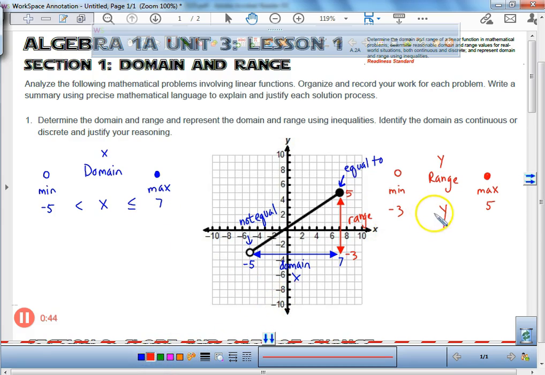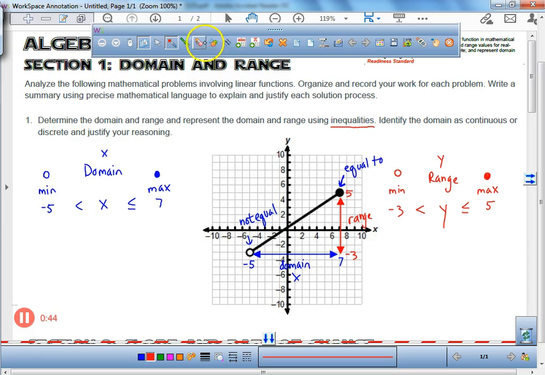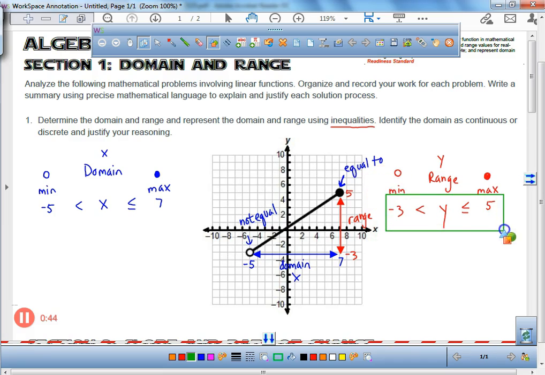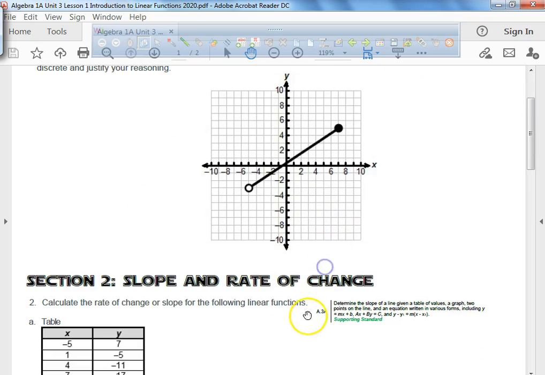How do we read our inequality for our range? Our y values are less than or equal to 5, but they're simply just greater than -3. And so when it says you're supposed to use inequalities, this is how you are going to see your answers, like this right here. Okay, so those would be my answers as inequalities. All right, so there's your answer there.